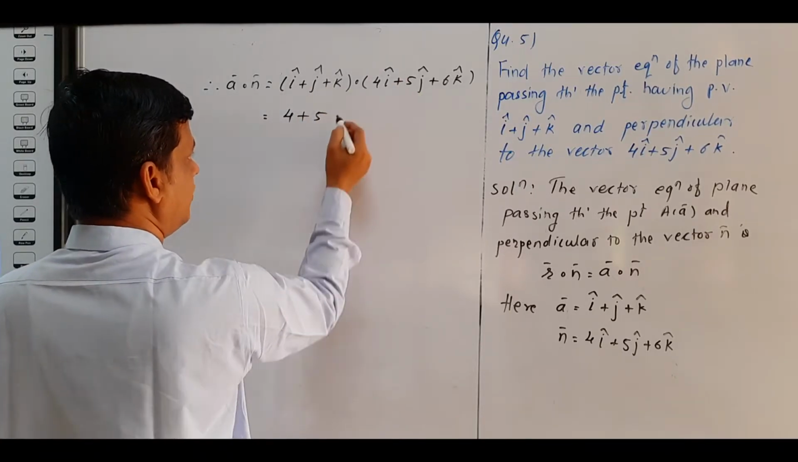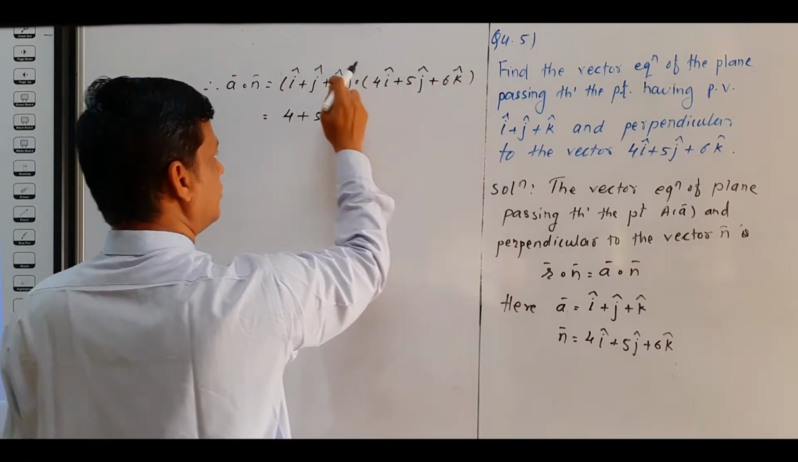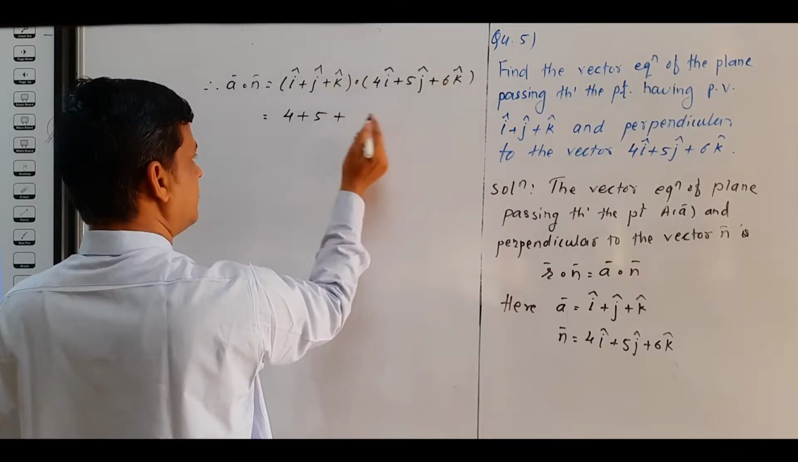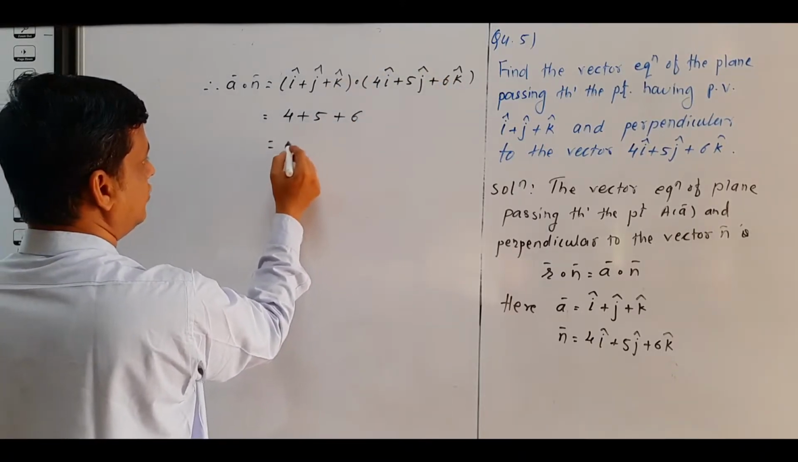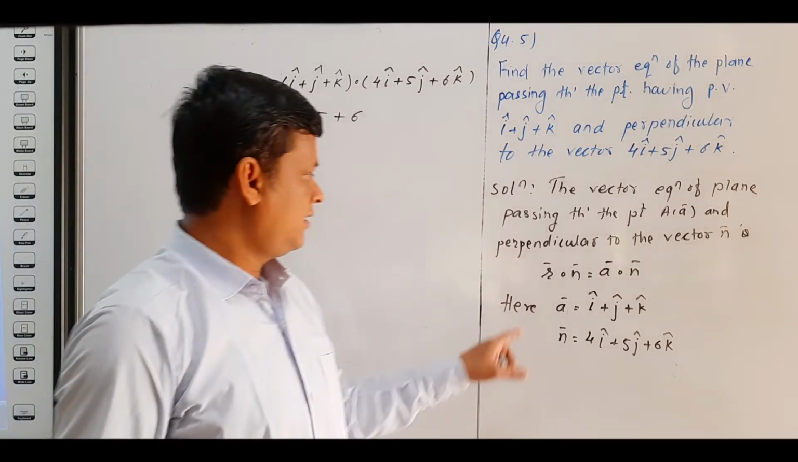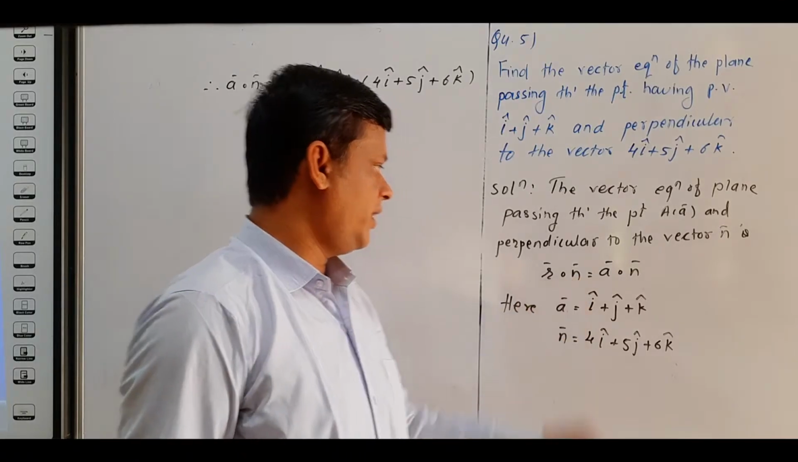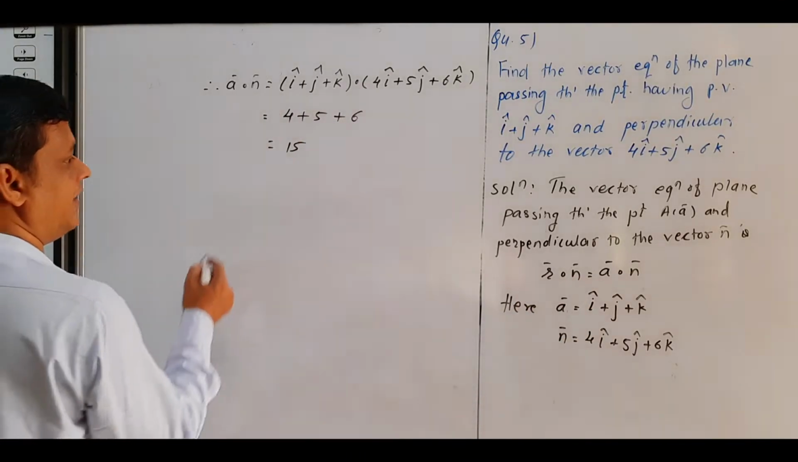So 4 plus 5 plus k into k, that is k dot k is 1. So coefficient of k is 1. 1 into 6 we get 6. That is equals to 15. So this is value of a bar dot n bar, and here r bar dot n bar. So we substitute all the values.